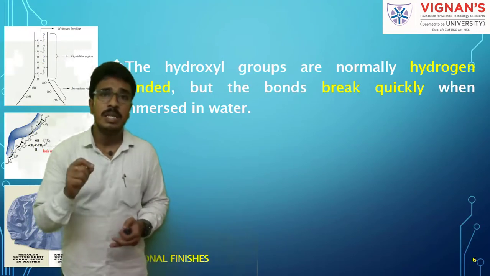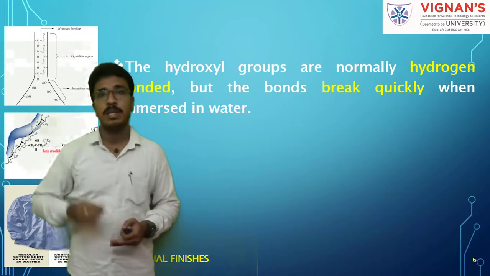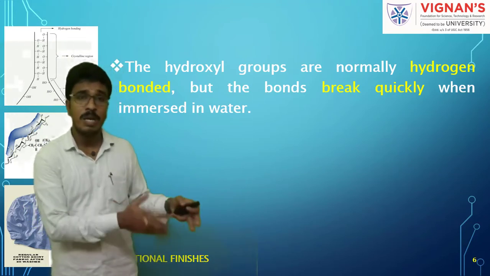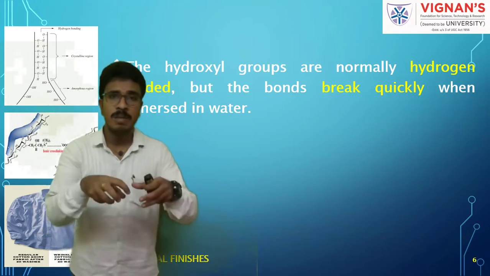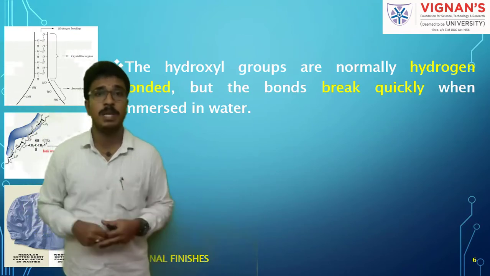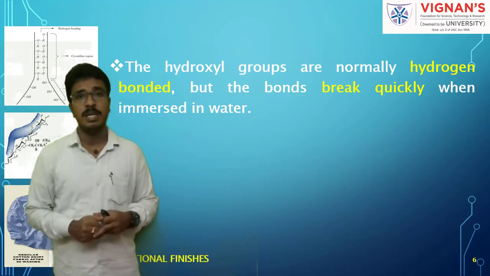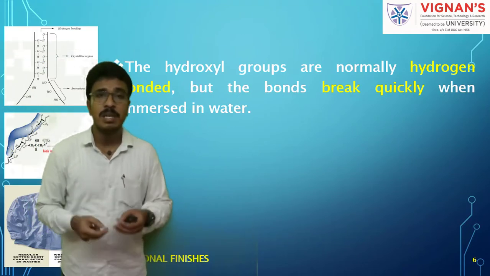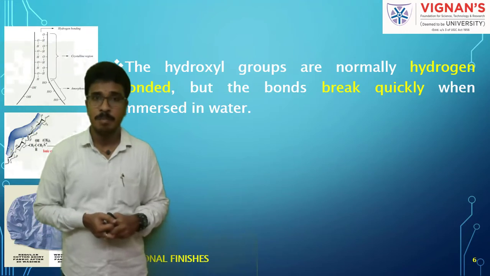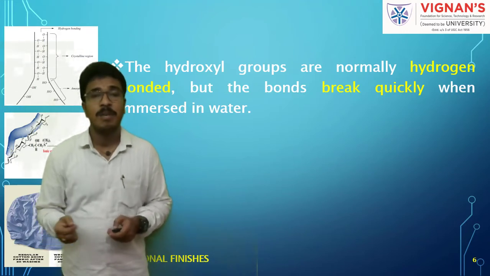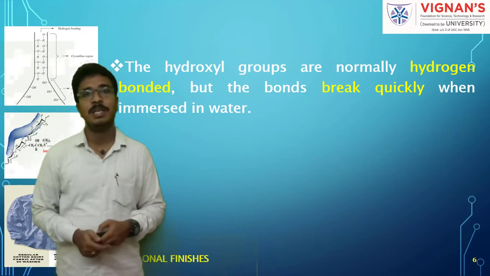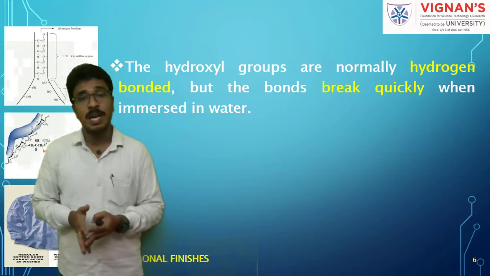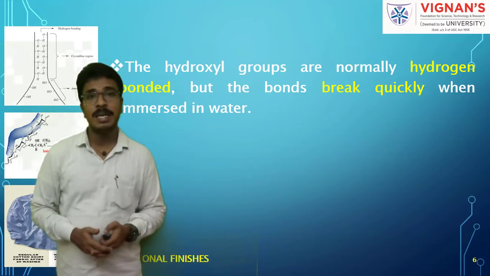Okay. So these hydroxyl groups are normally hydrogen bonded, as I already discussed in the previous slides, where between one hydroxyl group and another we have this hydrogen bonding, but the bond breaks quickly when immersed in water. This is the problem with cellulose. I think now we are coming closer to understanding why the cotton forms creases.